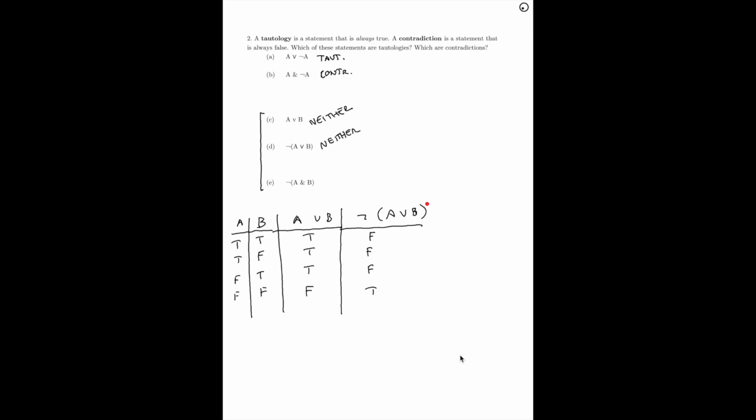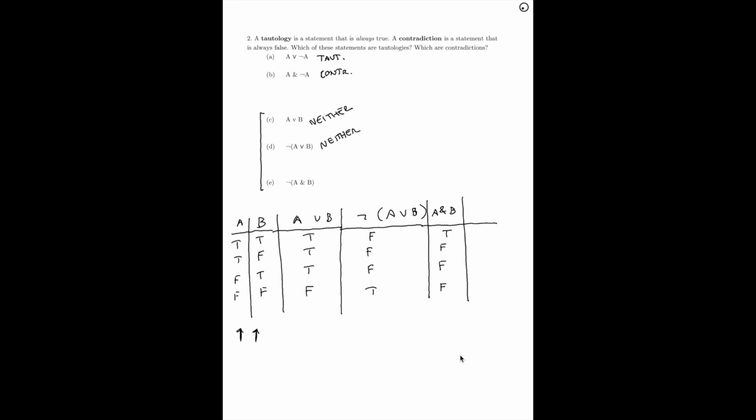Okay, what about not A and B? So here we don't need to draw another whole truth table. We just draw the truth values for A and B, but here we have to go again to the first and second column. So true and true is true, true and false is false, false and true is false, and false and false is false.